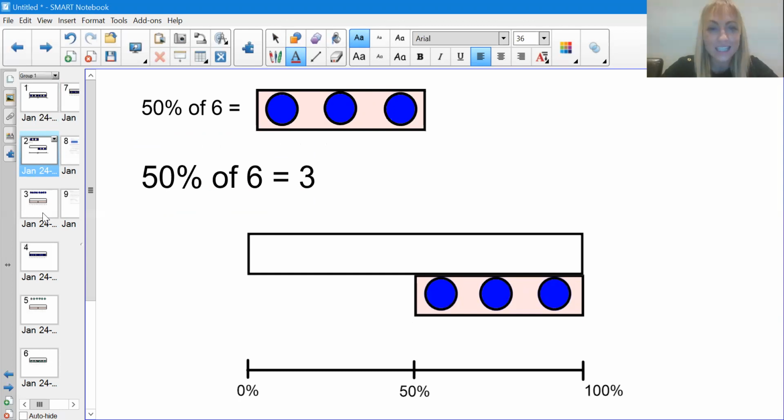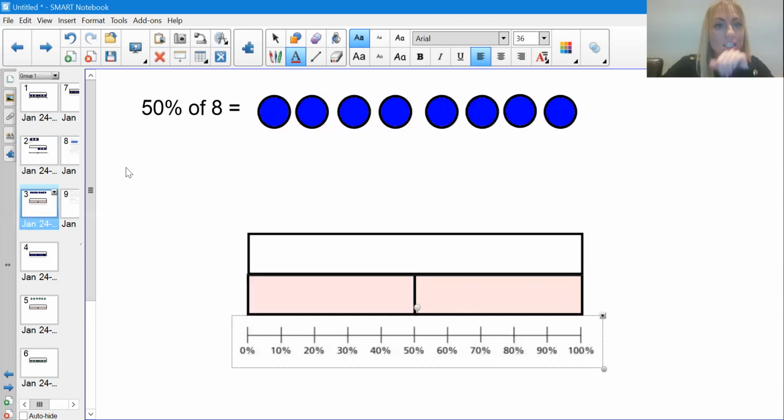Let's have a look at another one. So here I have 50% of 8. So again, my 8 is my whole amount. So 100% is 8. That's my whole amount, and I want to find 50%. So pause the video here and have a go. See if you can use the bar model to help you. Okay, so you should have paused the video.